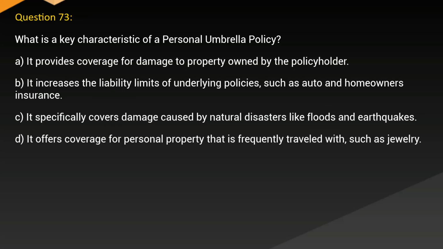Question 73. What is a key characteristic of a personal umbrella policy? A. It provides coverage for damage to property owned by the policyholder. B. It increases the liability limits of underlying policies such as auto and homeowners insurance. C. It specifically covers damage caused by natural disasters like floods and earthquakes. D. It offers coverage for personal property that is frequently traveled with, such as jewelry.